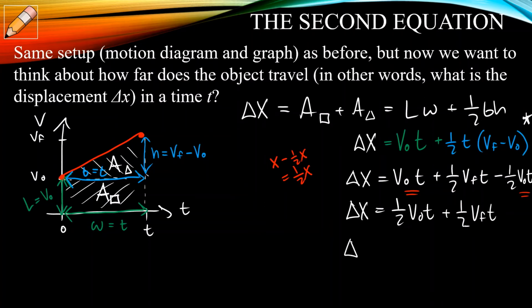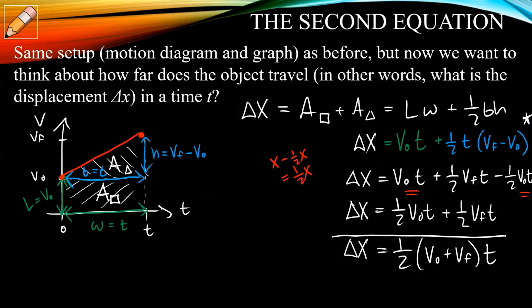And from there, I've got a common 1/2 and a common t, so I can factor the 1/2 and the t out of each term. I'm going to write it like this. What I'm leaving inside is the initial velocity and the final velocity, and I'm just going to put the 1/2 and the t on different sides. This is how the equation is usually written, or at least this is a common way that the equation's written. So I'm going to write it the same way.